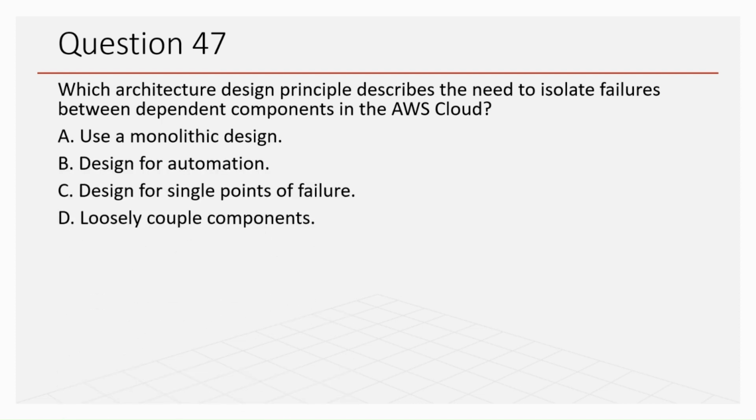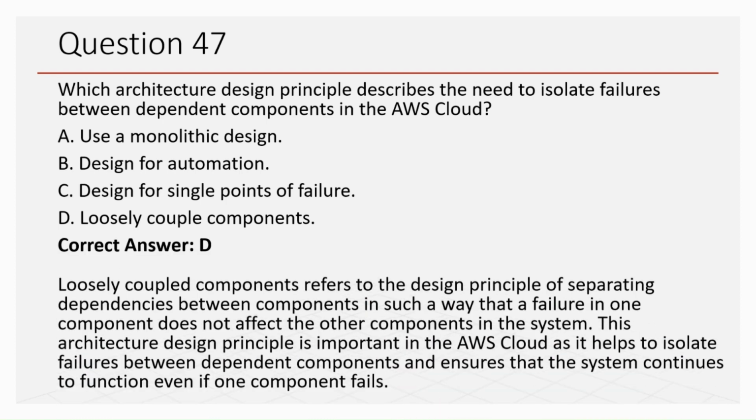Which architectural design principle describes the need to isolate failures between dependent components in the AWS cloud? And the options are use a monolithic design, design for automation, design for single points of failure, and loosely coupled components. So basically, it is asking which design principle of AWS architecture isolates failure between dependent components. And the correct option is D.